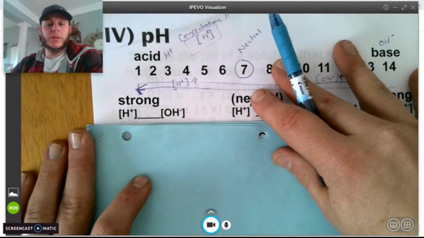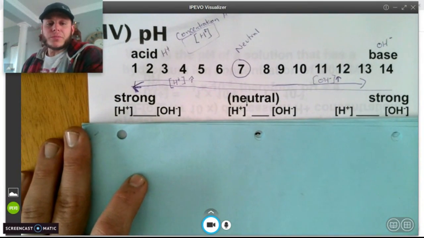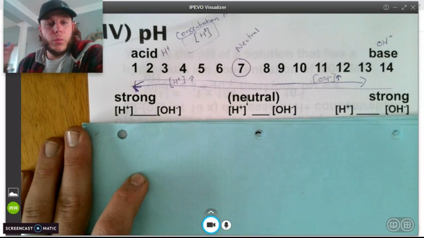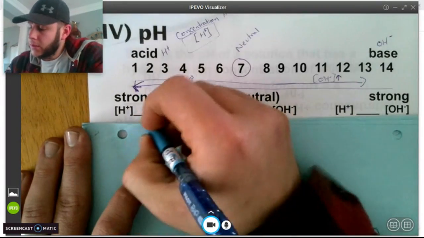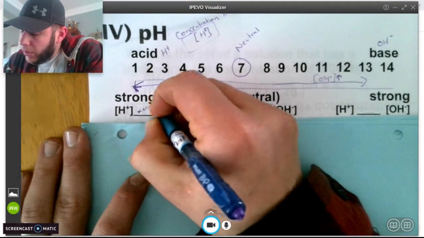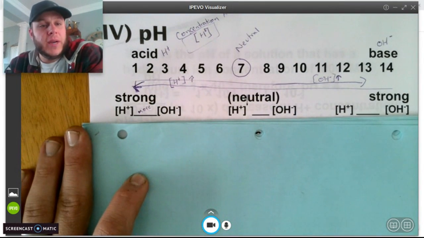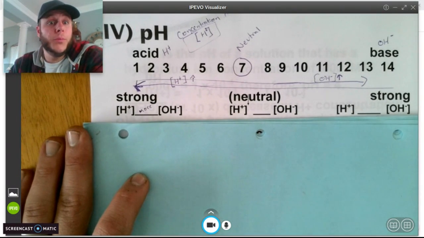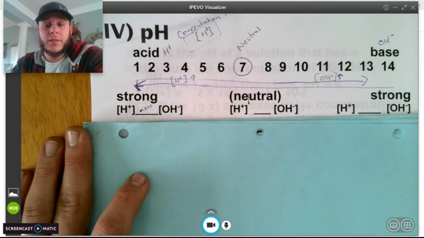So when we look at a simple situation like this, all the way on the low end of the curve, when we're an acid, there's more H plus than OH minus. So the more H plus ions there are, the more acidic it's going to be.